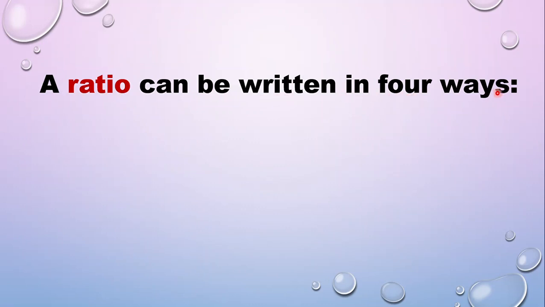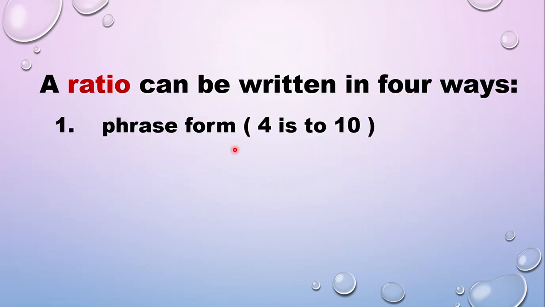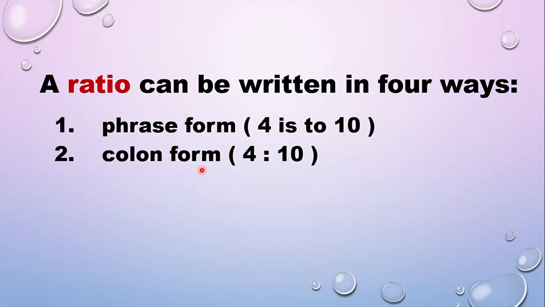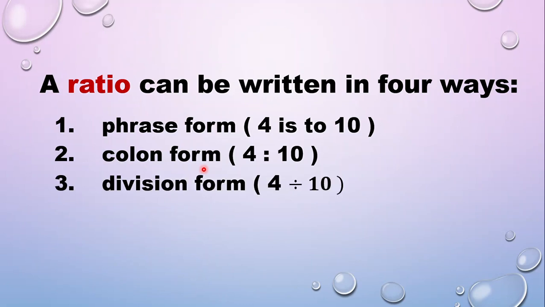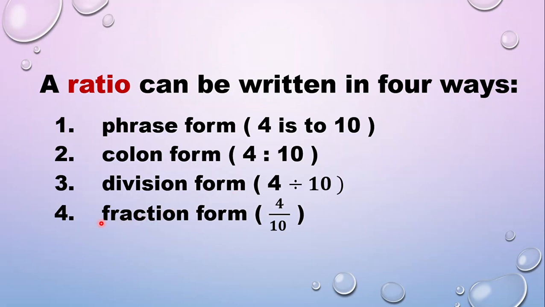Okay, so a ratio can be written in 4 ways. The first one is the phrase form. The second one is the column form. The third one is the division form. And the fourth one is the fraction form. So these are the 4 ways to write a ratio.